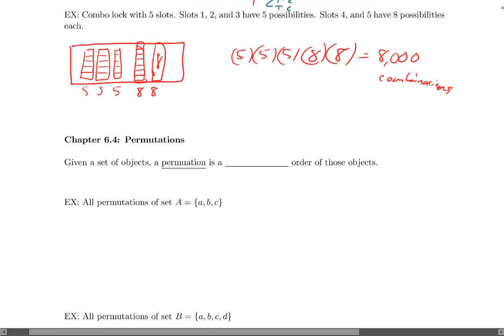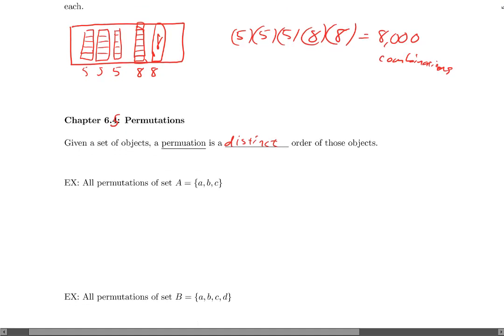All right. So that's that for that part. Next one, we're going to look at permutations, and I believe that's actually 6.5, not 6.4. But permutations: given a set of objects, a permutation is a distinct order of those objects.